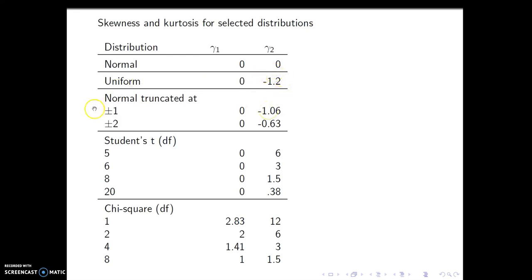For normal truncated, we get lighter tails. If we truncate at plus or minus 1 standard deviation, that should be 1 standard deviation there. For a Student t distribution with only 5 degrees of freedom, we're going to have heavier than normal tails. So we get a big positive value there. When we get up to 20, it's getting closer and closer to 0. Notice how it just continues to get closer to 0 as our degrees of freedom get larger.